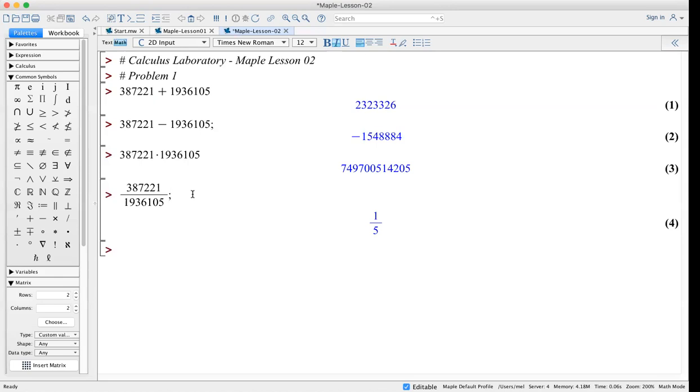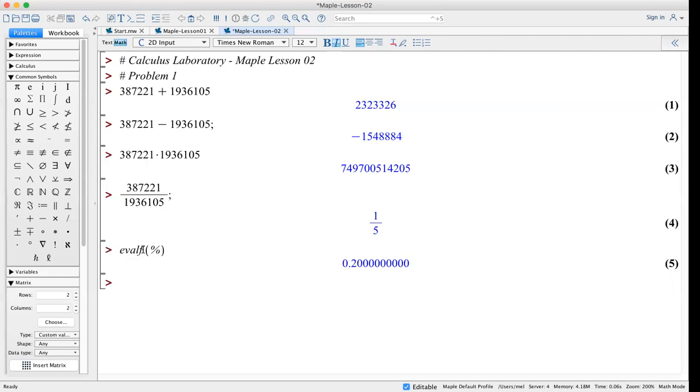If I want the number as a decimal, I could either say evalf and type the number in again, or remember that a percent sign in Maple means the last thing I calculated. The last thing I calculated was this division, 1/5, and this will convert it to a decimal, evalf and then parenthesis, 0.2.